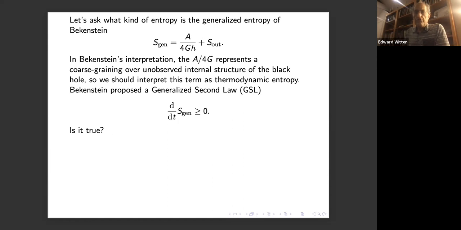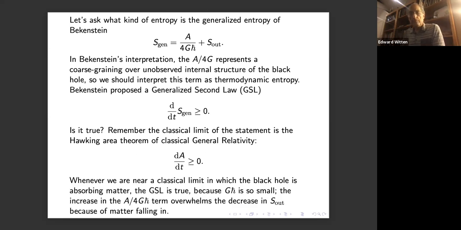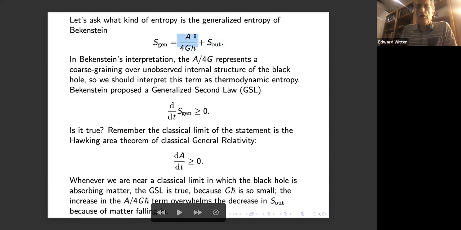But is the generalized second law true? So first of all, remember the classical limit of the statement is the Hawking area theorem of classical general relativity: dA/dt is non-negative. And I will sketch a proof later, but I'm not sure if it will be today or tomorrow. Now, whenever we're near a classical limit in which the black hole is absorbing matter, the generalized second law is true because G h-bar is so small that if dA/dt is non-zero classically, then the increase in this term overwhelms whatever happens to S out. So we made such an estimate last time.